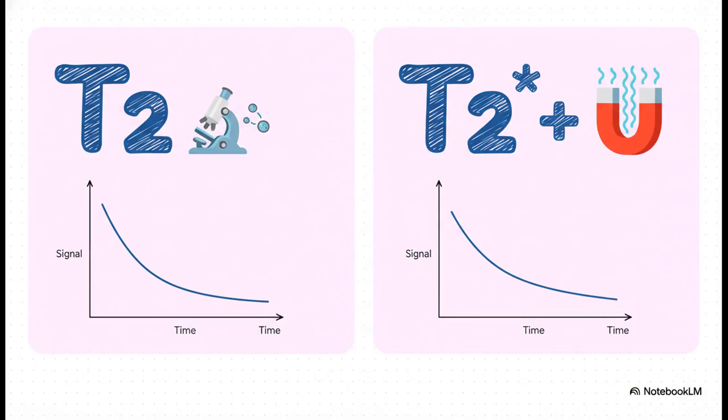T2 is like your natural running speed on a perfect day on a perfect track. It's an inherent property of you, or in our case, the tissue. But T2 star is your running speed on a windy day, on that track with all the bumps. It's your natural speed plus the effect of the wind and the track. And because those things are always working against you, your T2 star decay is always going to be faster than your T2 decay, which means the time constant T2 star is always shorter than T2.